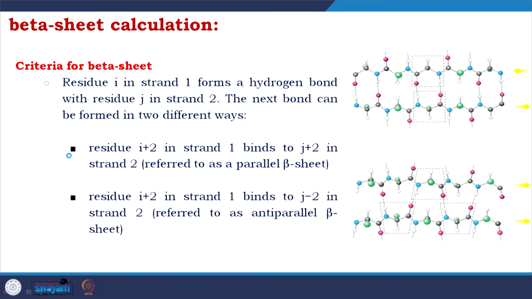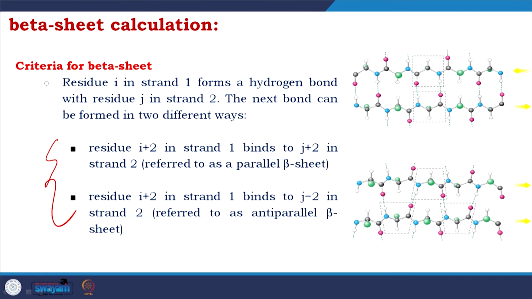Beta sheet, criteria for beta sheet: residue i in strand 1 forms a hydrogen bond with residue j in strand 2. The next bond can be formed in two different ways. Residue i plus 2 in strand 1 binds to j plus 2 in strand 2, which is referred to as the parallel beta sheet. Residue i plus 2 in strand 1 binds to j minus 2 in strand 2, referred to as the anti-parallel beta sheet. So, you could do that.